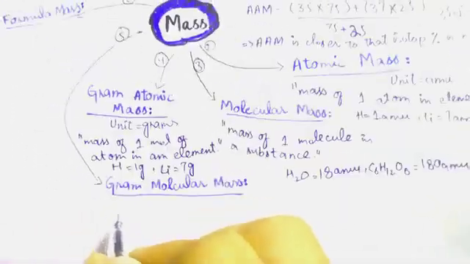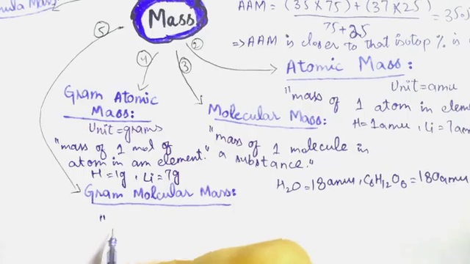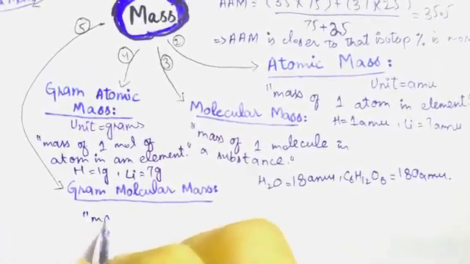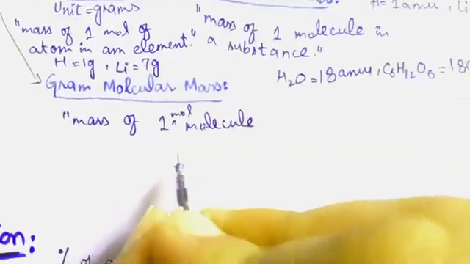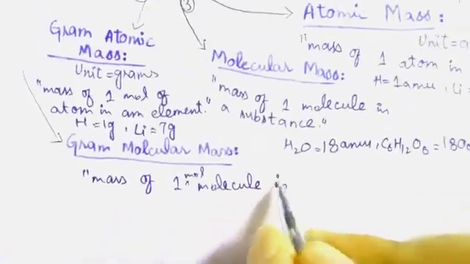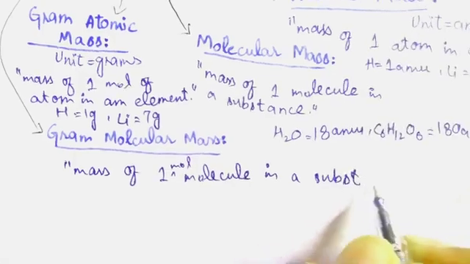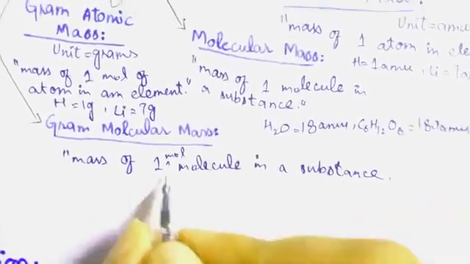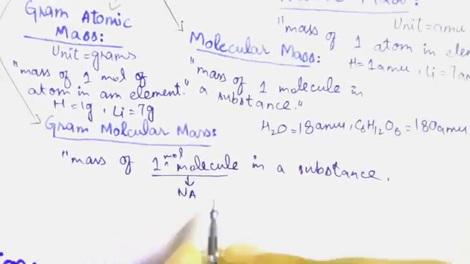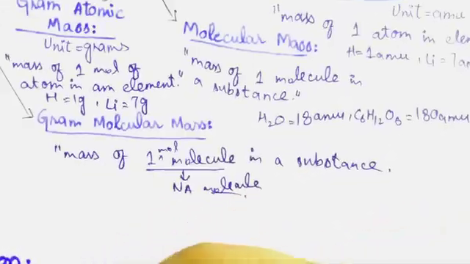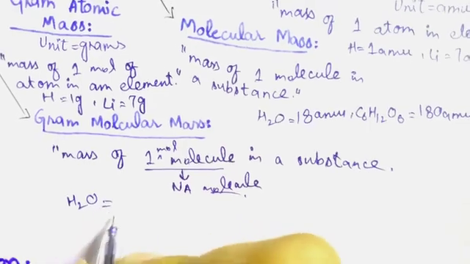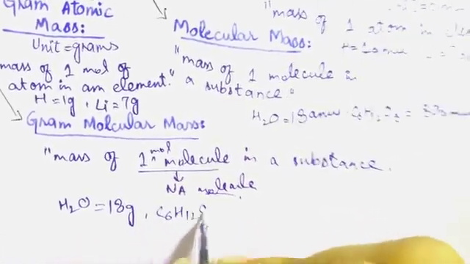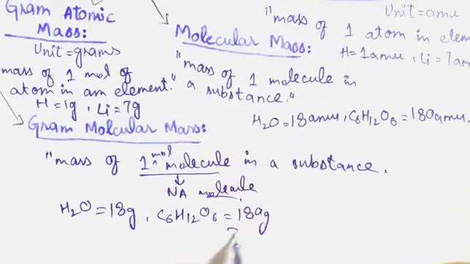Gram molecular mass. Gram molecular mass is just the same as molecular mass, but it is the mass of 1 mole of molecules in a substance. For example, H2O is 18 gram, and glucose is 180 gram.